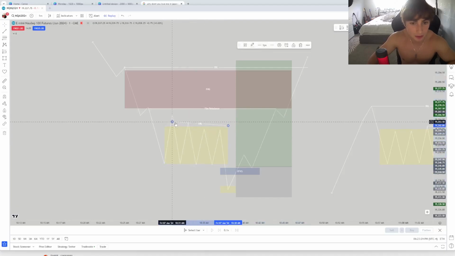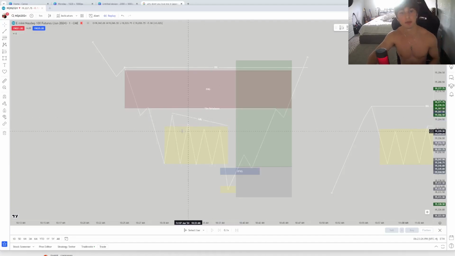I love these 15-minute rebalances with these PDIs. It's just going to be such high probability. So this is a very strong scenario, right? You start chopping up, leaving some low resistance liquidity. You have a 15-minute unfilled fair value gap above or below, depending on which direction you're trading this in.